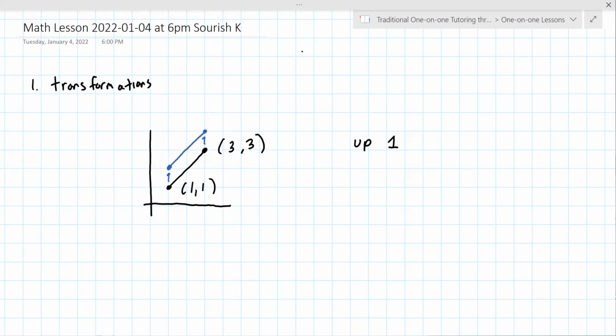What is this ordered pair here? Can you tell me that? The ordered pair right there, this one right here, is 1, 1, and 3, 3. Well, that's the black. How about the blue? After we went up 1, what is the new ordered pair for this point right here?